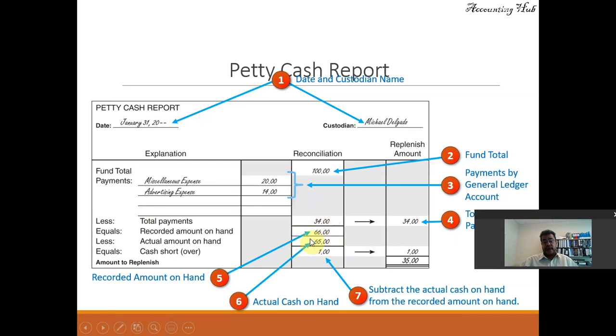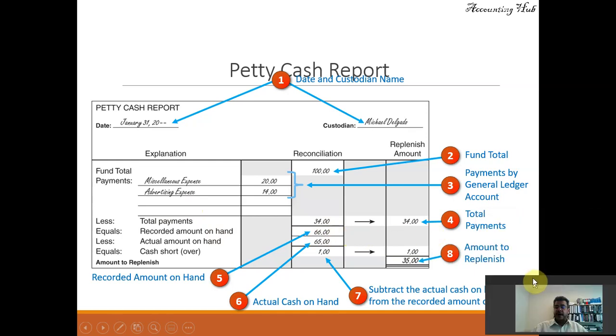So we should have 66. We actually have 65. So we are $1 short. And then the amount to replenish. So we need 35 more dollars, 35 additional dollars to get the $100 again.